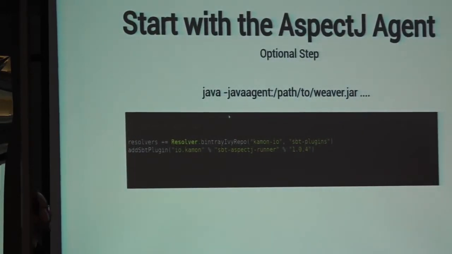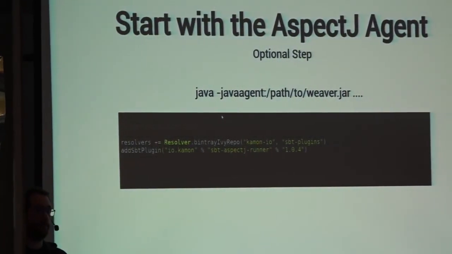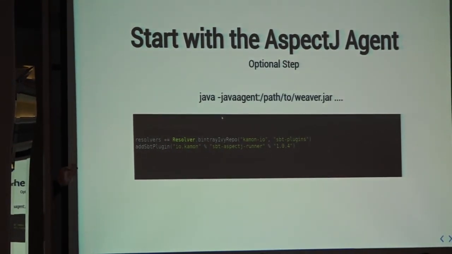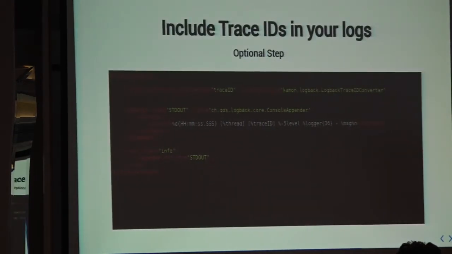Also, in the case of using instrumentation, you need to start your application with the AspectJ Weaver, which is basically just adding -javaagent and the path, for the JVM to recognize this option. And we have an SBT plugin for that in case you're lazy and you don't want to do it yourself, so you just put the SBT plugin.